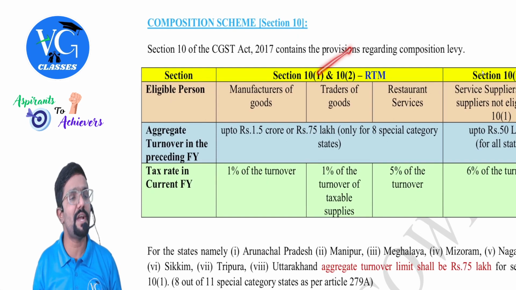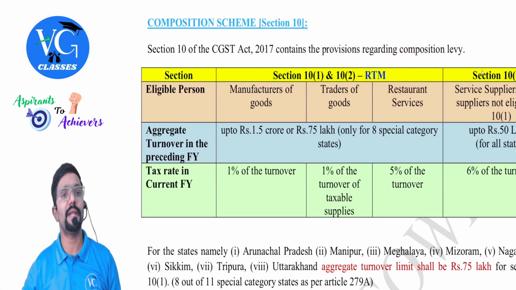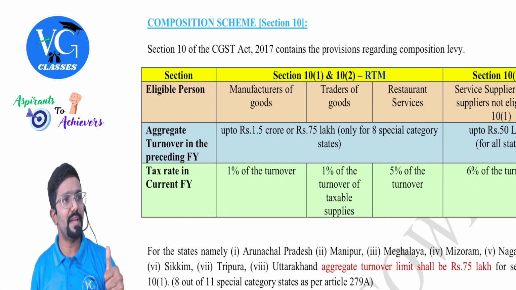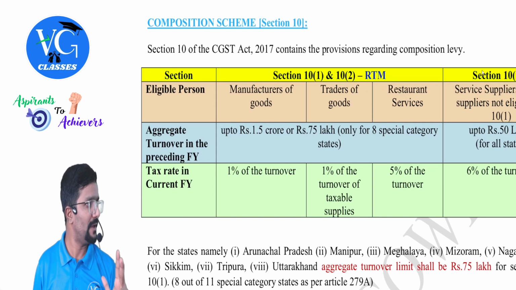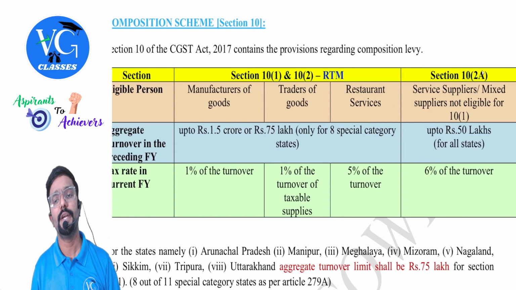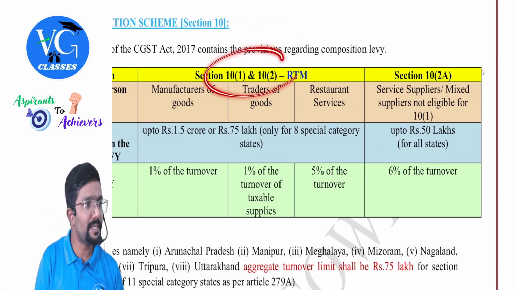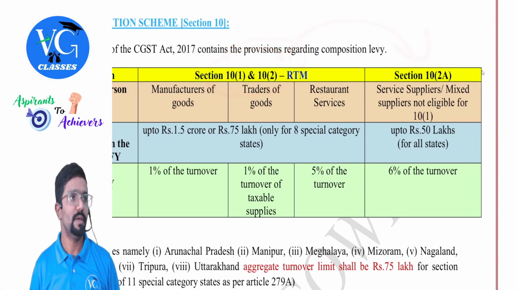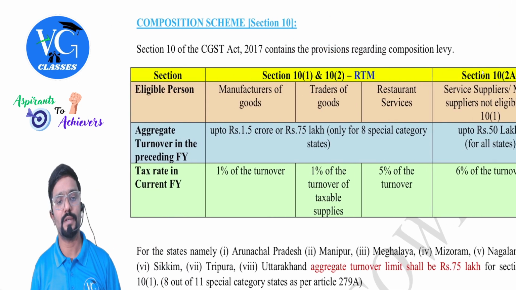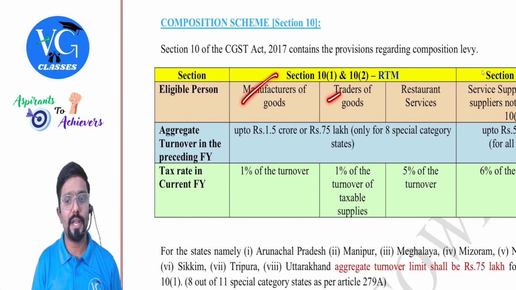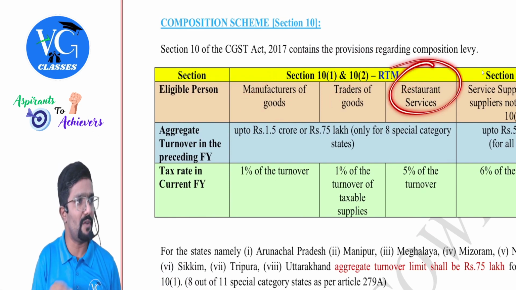One is under section 10(1) and 10(2) for RTM. RTM: restaurant supplier, T: trader of any goods, M: manufacturer of any goods. Okay. 10(2A) is for those who are not covered here, they can come here. Now, manufacturer, trader, and restaurant services. Only one service is covered here.